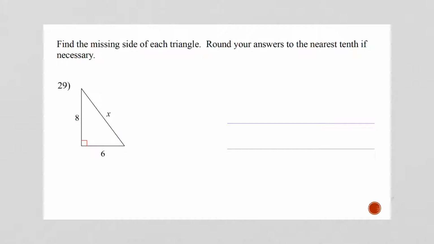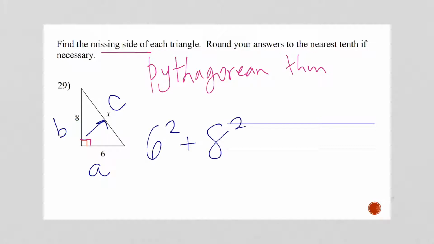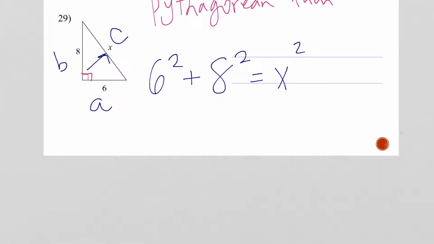On this question, they're asking us to find the missing side. This is a right triangle, so you're using Pythagorean theorem. Your C value has to be the hypotenuse, which is our x. I can leave it as x or I can leave it as C, it doesn't matter. So I'm going to let my smaller number equal A, the other be my B, and x has to be my C value.